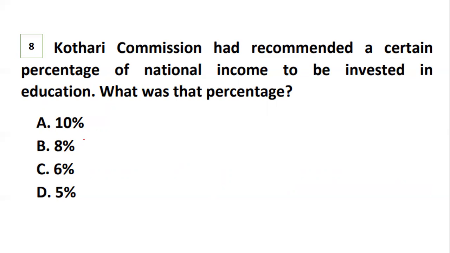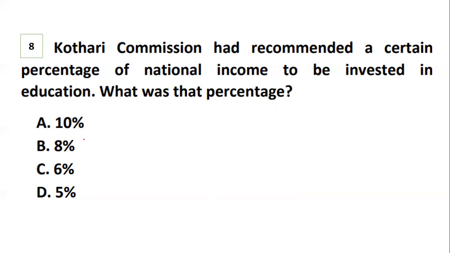Now, as I said, in People, Development and Environment and in higher education, some questions are very factual. You can't just assume it and write. So this is one of such factual questions where you have to be very, very specific. I'll read out again. The Kothari Commission has recommended a certain percentage of national income to be invested in education. So what is that percentage? The percentage is 10, 8, 6, or 5. You have to tell the percentage.